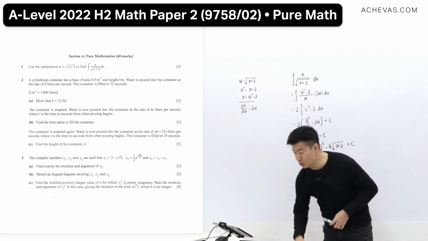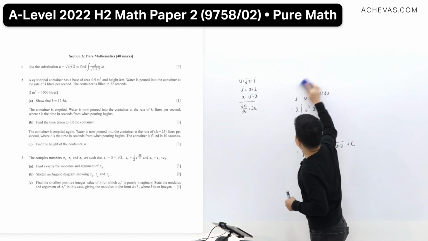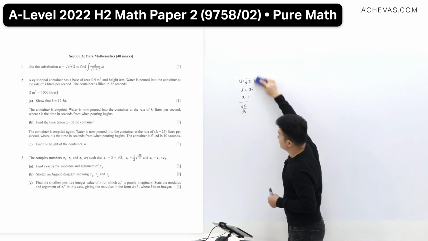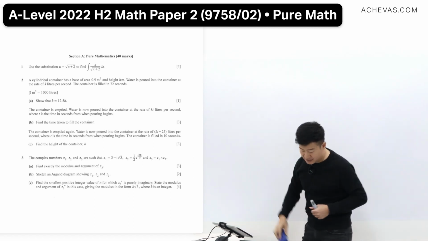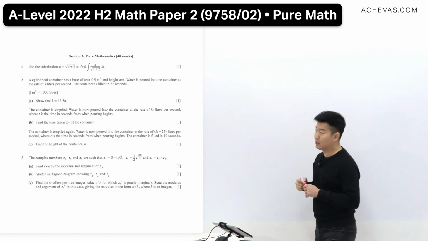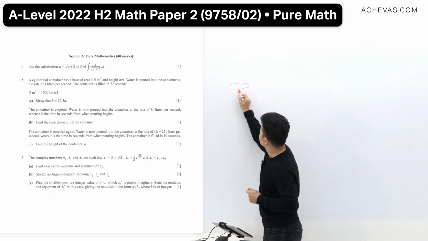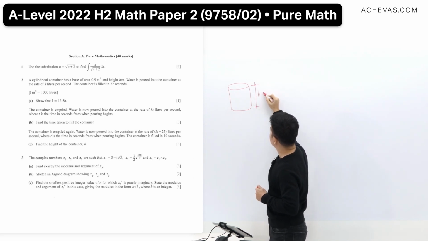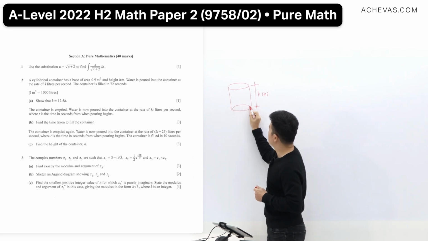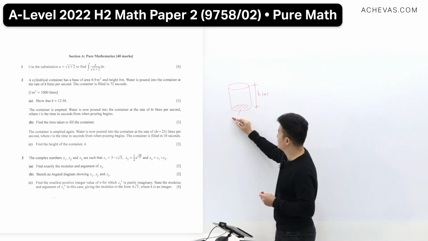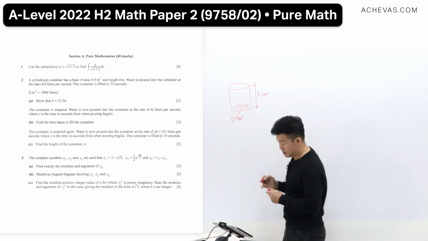Let's take a look at question number 2. Question number 2 will involve a cylinder. According to what the question says, this cylinder has a base area of 0.9 meters squared and a height of h meters. Let me just draw a quick diagram of this cylinder. So we are looking at something like this, where the height is, according to the question, h meters. Let me just draw it this way. The cylinder has a base which has an area of 0.9 meters squared.